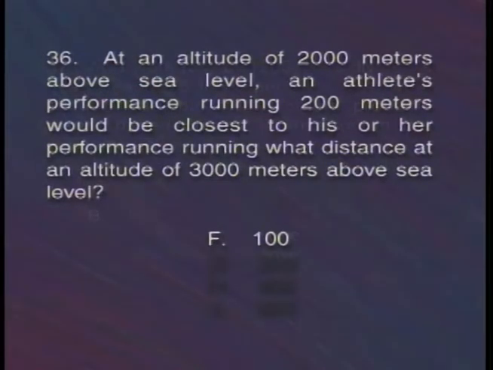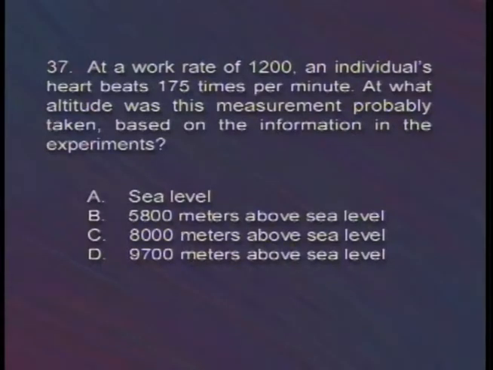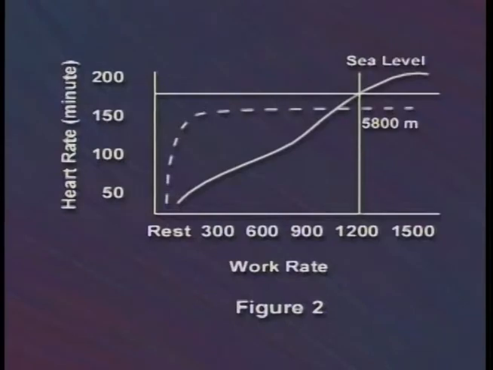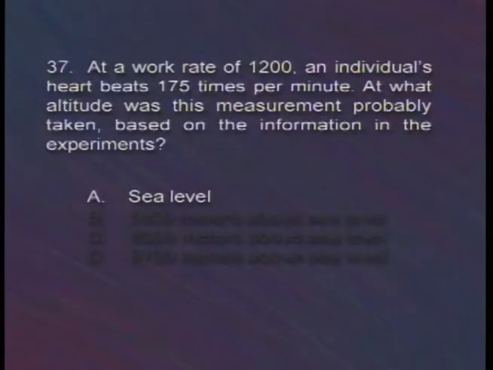Question 37. At a work rate of 1,200, an individual's heart beats 175 times per minute. At what altitude was this measurement probably taken based on the information in the experiments? Let's use Figure 2. Locate the intersection of a work rate of 1,200 and a value for heart rate of 175 beats per minute. These two values intersect only one of the lines, that for the sea level condition. The correct answer must be A.